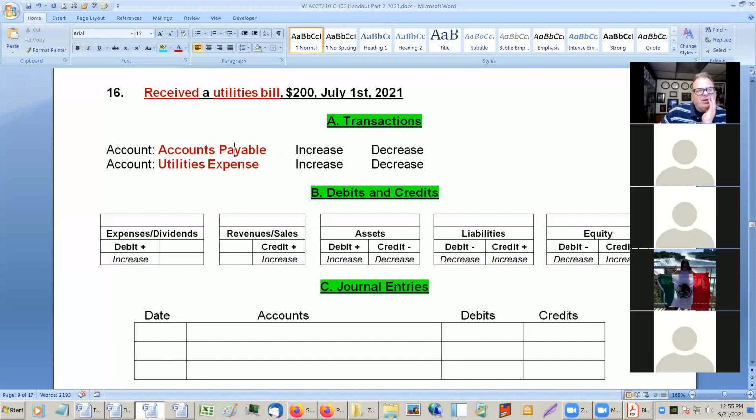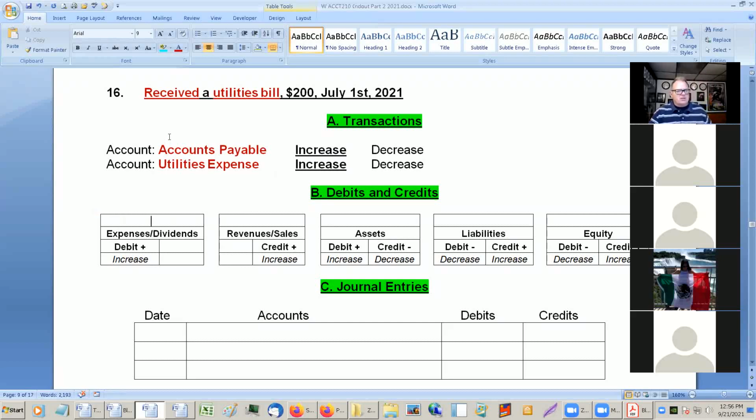Okay, well, let's take the one we're familiar with, accounts payable. So now we owe these people, the utility company, $200. So are the liabilities going up or down? Do we owe more or less? Up. So you have this accounts payable, do we owe more or less? More, right? So this is going to be an increase. Utilities expenses, they're virtually always increasing. Let's tell you why in a second here.